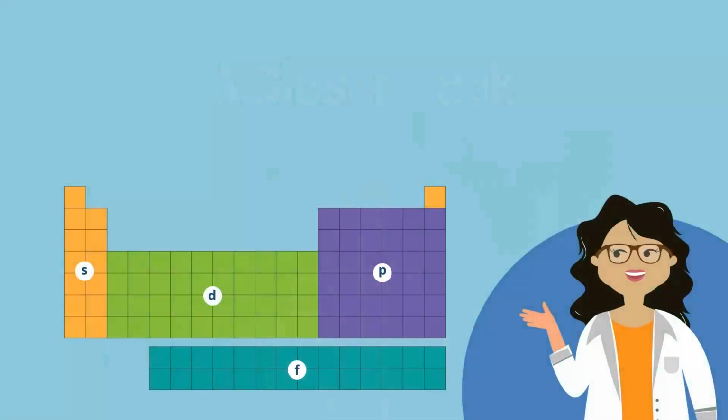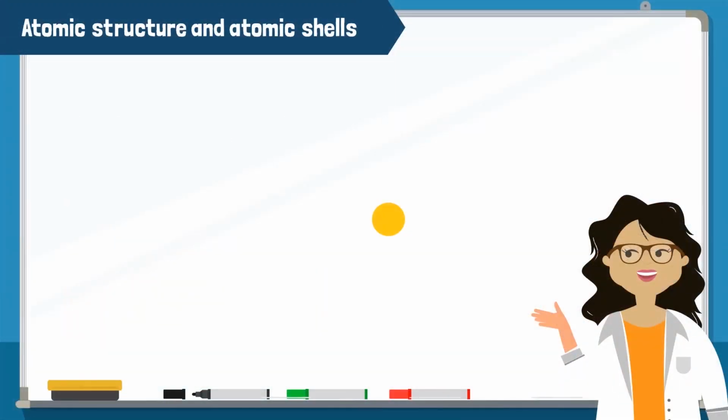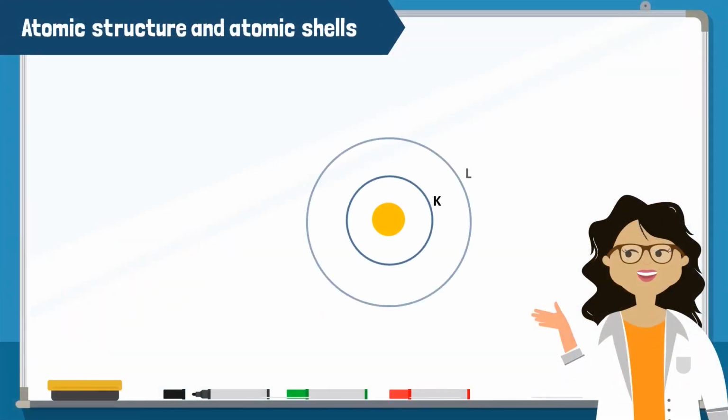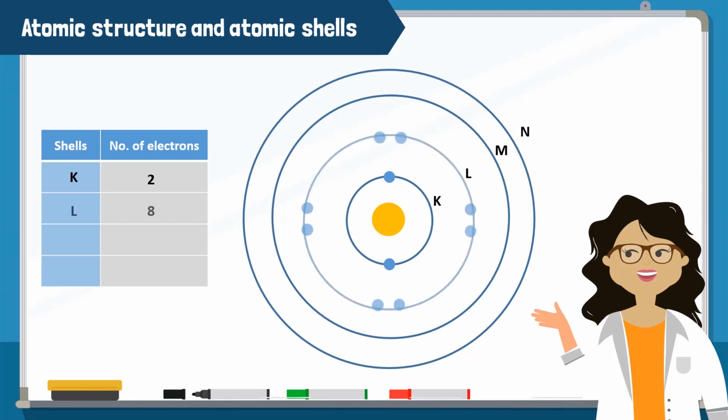You will learn about subshells and their types, and how the periodic table is divided into 4 different blocks: S, P, D, and F. Electrons are divided into different atomic shells: K, L, M, N, O, P, and Q. The K shell of an atom is the first shell and is closest to the nucleus. It can hold a maximum of 2 electrons.